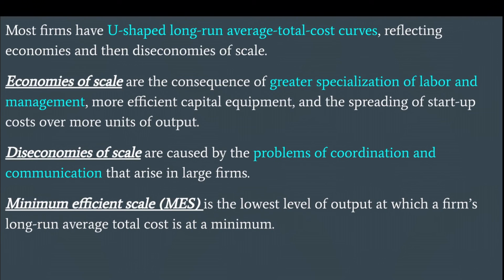Most firms have U-shaped long-run average total cost curves reflecting economies and then diseconomies of scale. Economies of scale are the consequences of greater specialization of labor and management, more efficient capital equipment, and the spreading of short-term cost, startup cost over more units of output. Diseconomies of scale are caused by the problems of coordination and communication that arise in large firms. Minimum efficient scale, or MES, is the lowest level of output at which a firm's long-run average total cost is at a minimum.